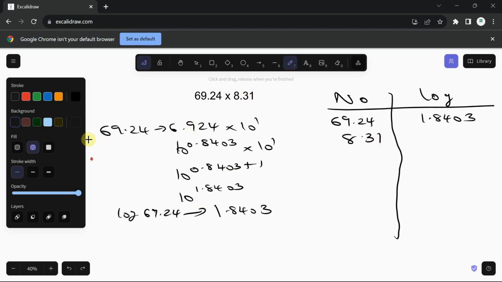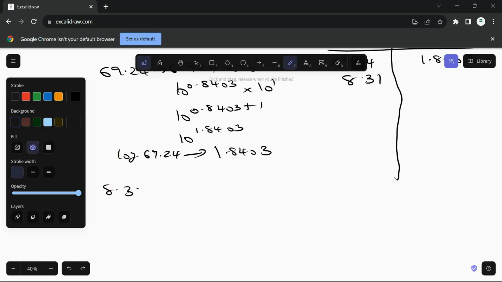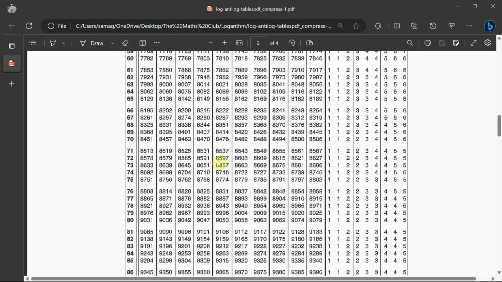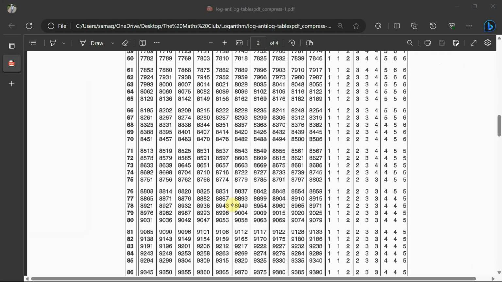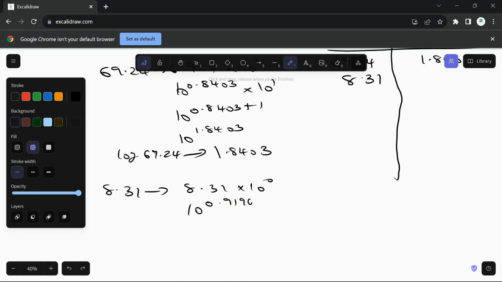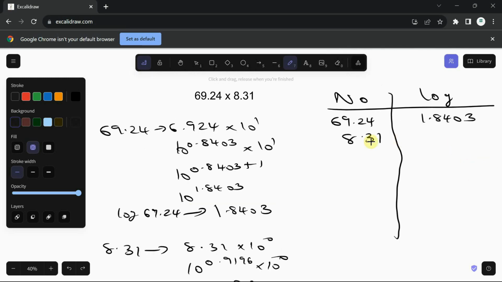For me to find the log of 8.31, I'll convert to standard form already. This is 8.31 times 10 raised to the power of 0. So I'll go to 83 under 1. Let's go to our log table. This is 83, this is under 0, this is under 1. So that is 9196, which is 10 raised to the power of 0.9196 times 10 raised to the power of 0. If I add this to that, it will be 10 raised to the power of 0.9196. Therefore, the log of 8.31 is actually 0.9196. I'll put it here, the log for this other value.